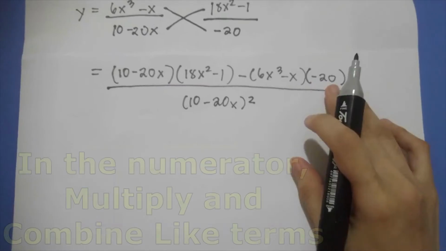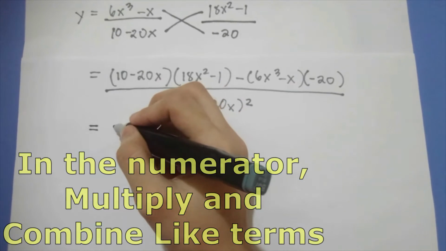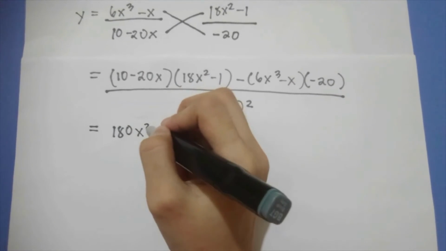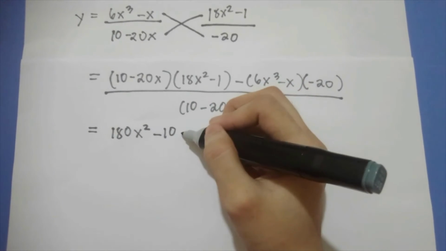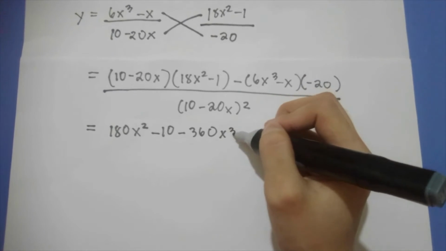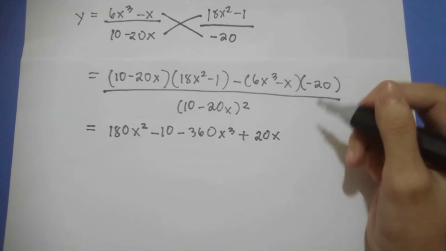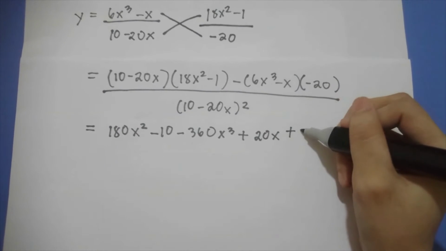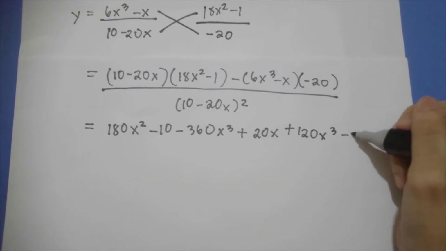Next step, in the numerator, multiply and combine like terms. 10 times 18x squared is 180x squared. 10 times negative 1 is negative 10. Negative 20x times 18x squared is negative 360x cubed. Negative 20x times negative 1 is positive 20x. Negative 6x cubed times negative 20 is positive 120x cubed. Positive x times negative 20 is negative 20x.